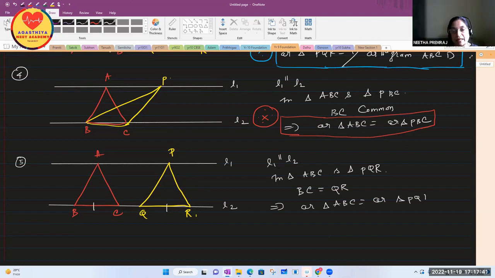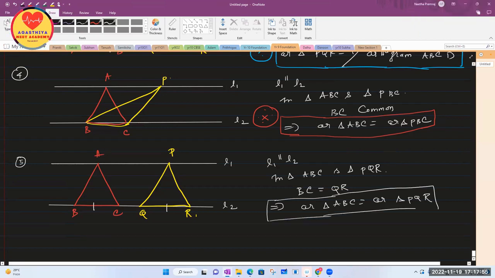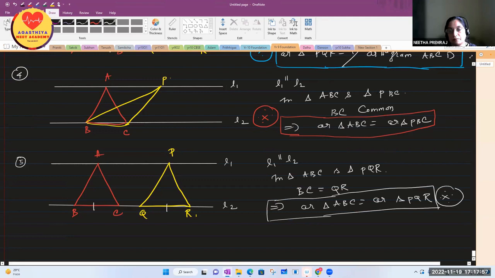So the bases, they lie on the same line or separate bases. If they are equal and lie on the same parallels, then the areas are equal. Okay, guys? Understood? Yes, ma'am. Make a note of this. That's it. We will go to some.